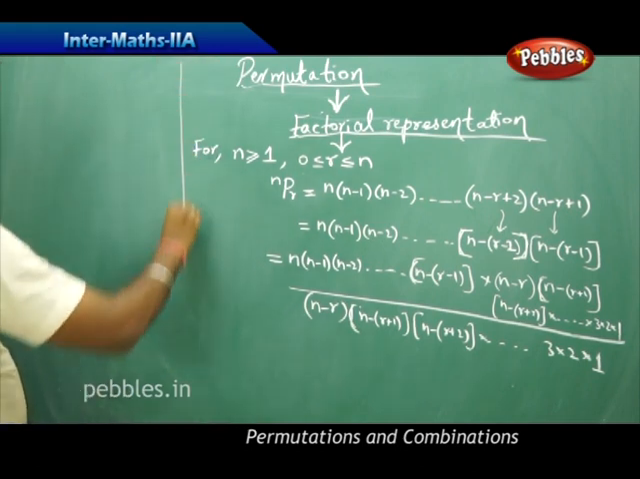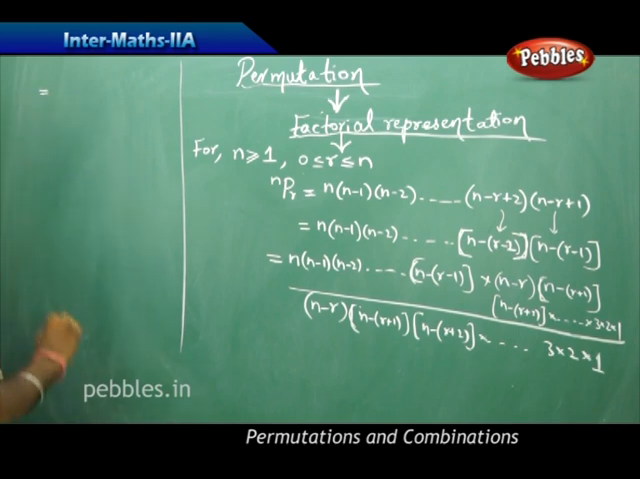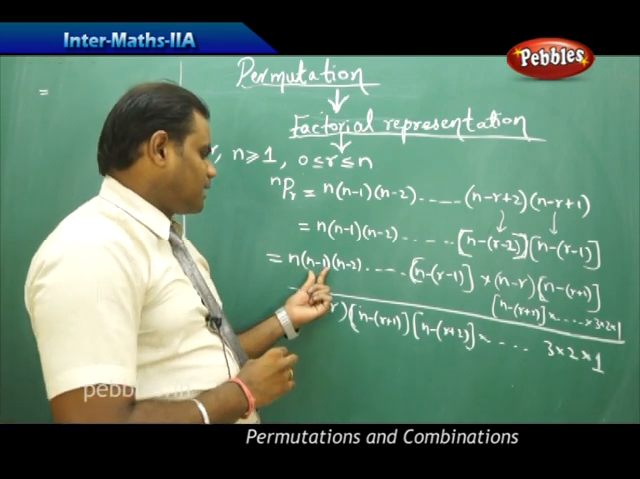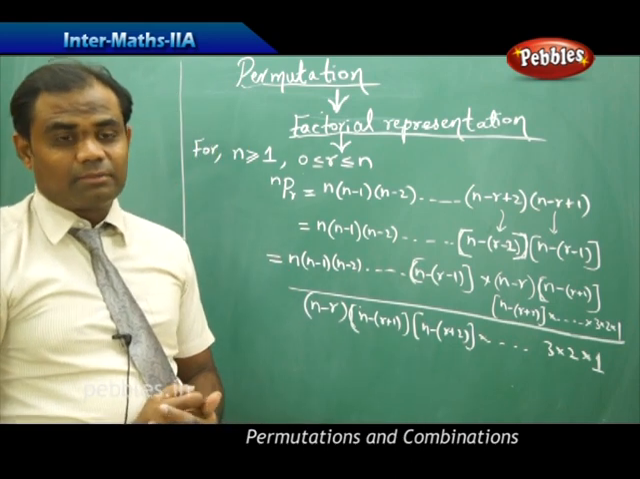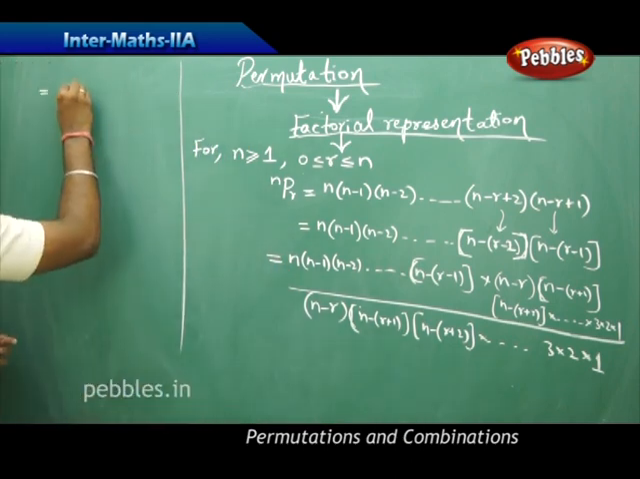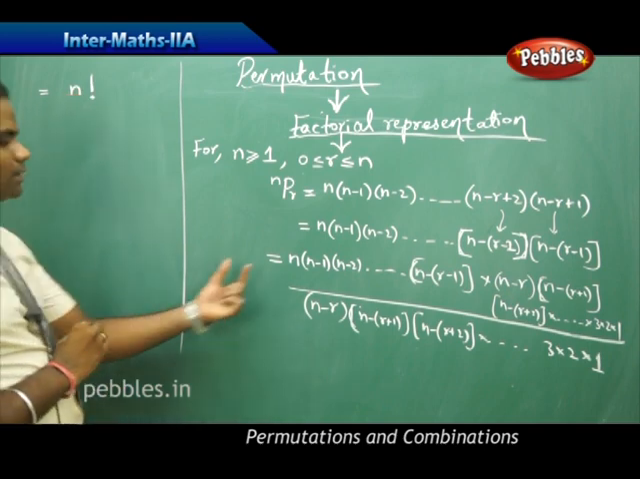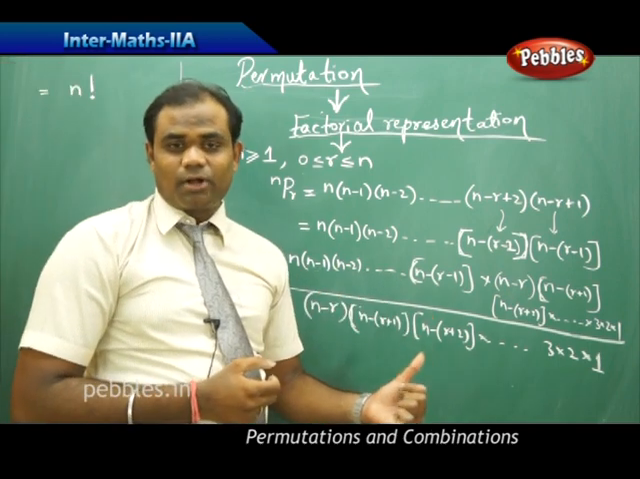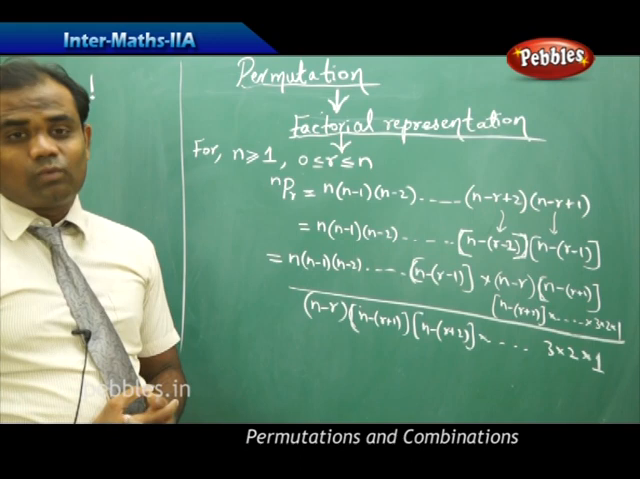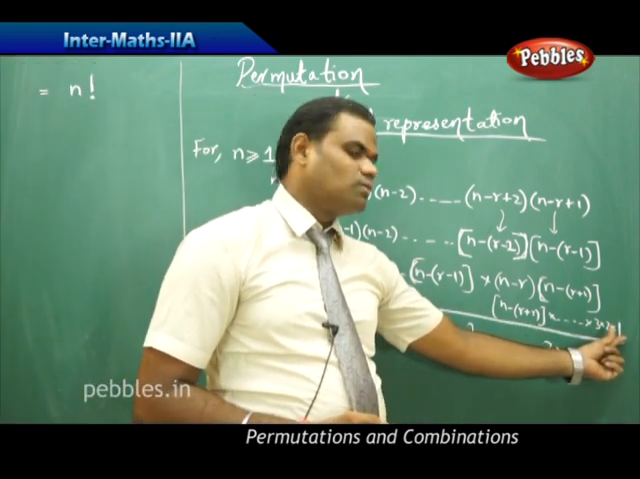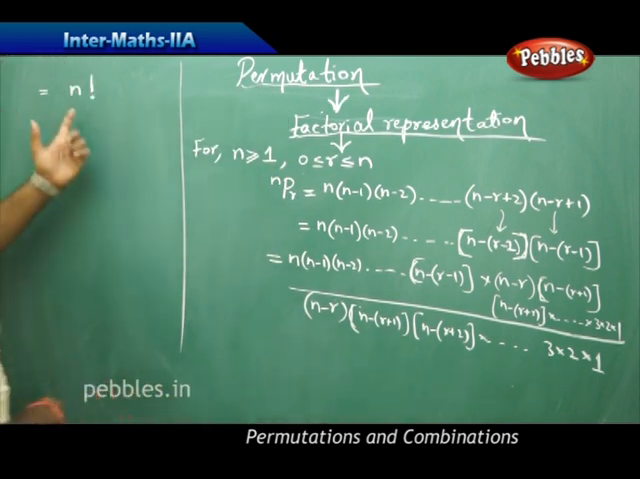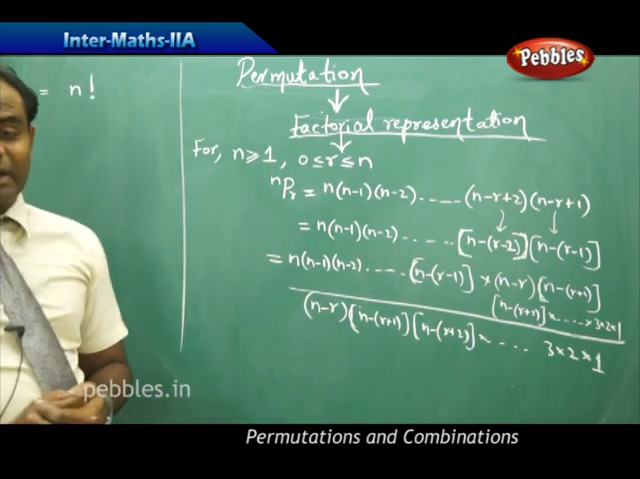So in this case, when I simplify further, I see that this is clearly n times n minus 1, n minus 2 times ... 3, 2, 1, which is nothing but factorial, because n factorial is the product of consecutive terms, each decreasing by 1 unit, till 3 times 2 times 1. This is clearly n factorial by the definition of factorial.